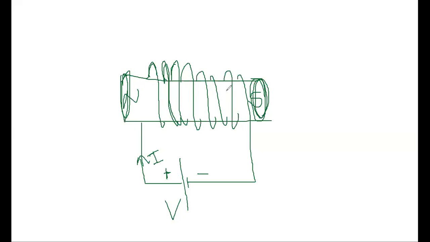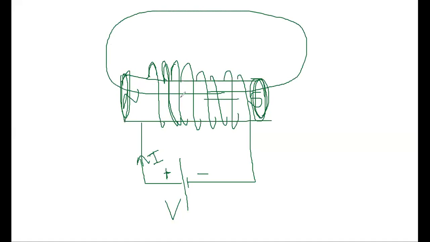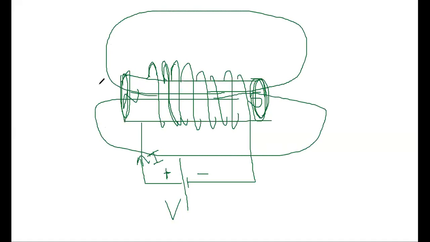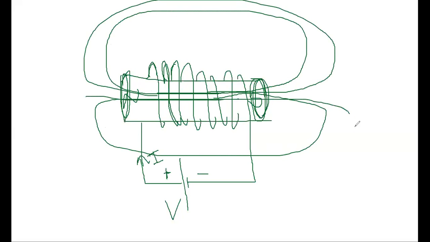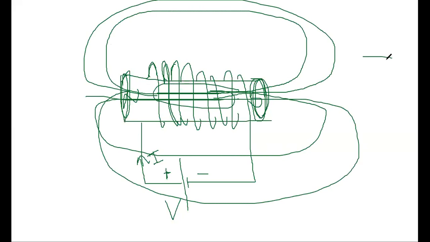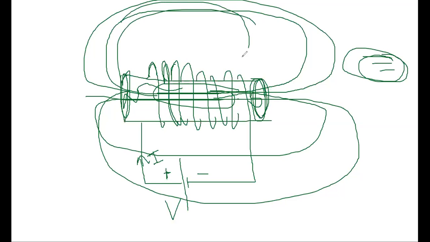Then the field will start like this. Field lines will be like this. So inside the solenoid, how are the field lines looking? Inside the solenoid, field lines are like this. They are parallel to each other. Field lines are straight lines. Outside the solenoid, they are in a circular fashion.